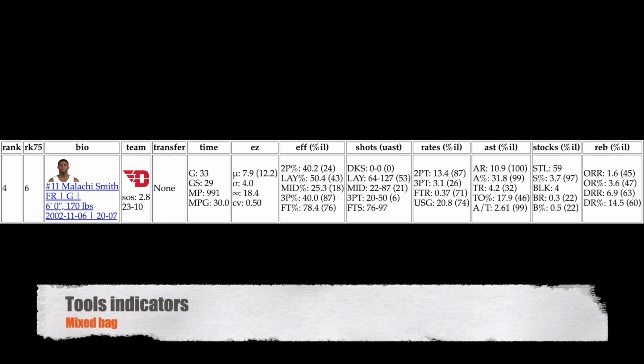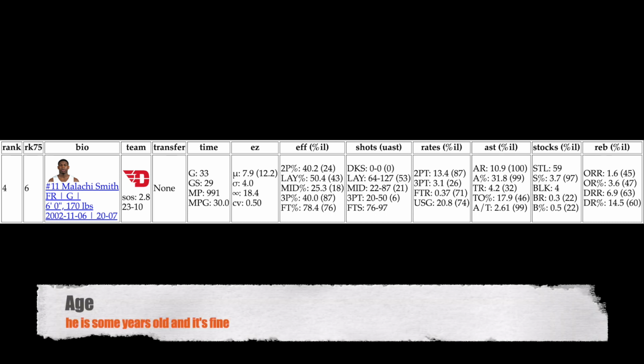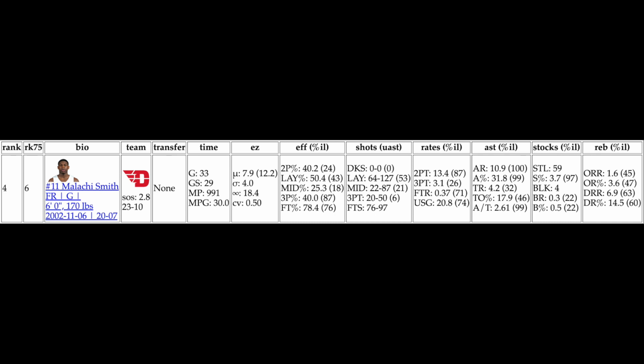In terms of his tools, Malachi Smith appears to be somewhere in between Ruffin and Hunter. He had zero dunks in nearly 1,000 minutes, but a defensive rebounding percentage of 14.5%, which is very good, putting him in the 60th percentile there. He also had four blocks, which isn't spectacular, but it's not a red flag either. Before we move on to the next prospect, I want to mention that Malachi Smith is neither super old nor super young for his class, so that doesn't really help or hurt his case.